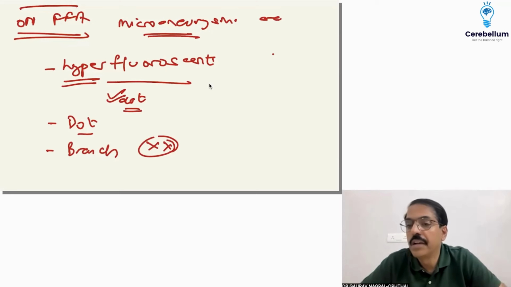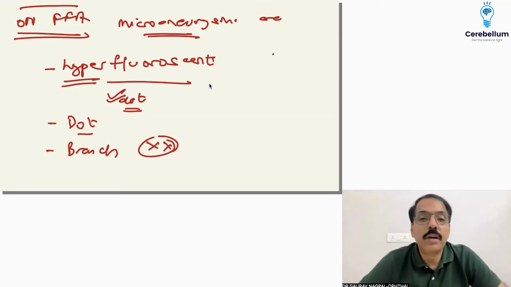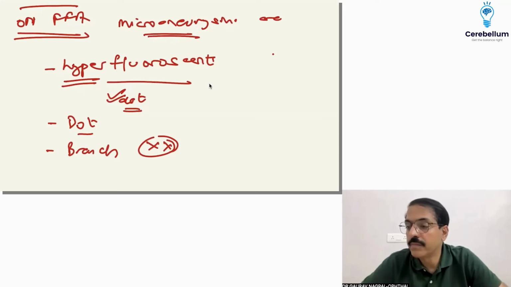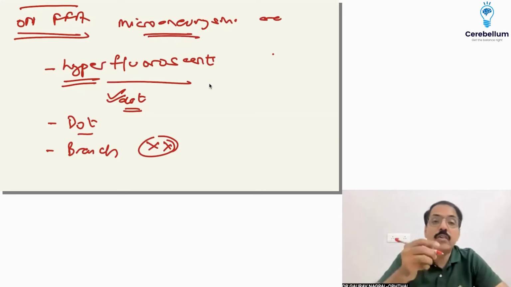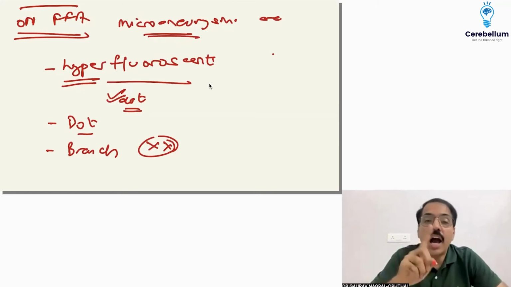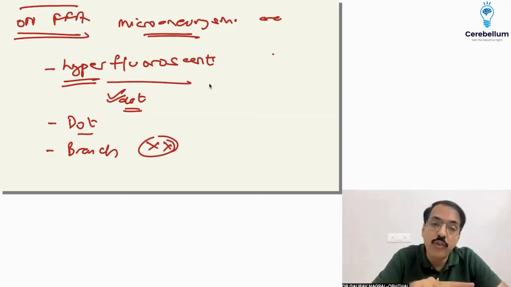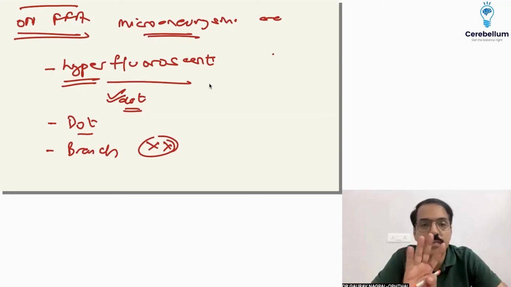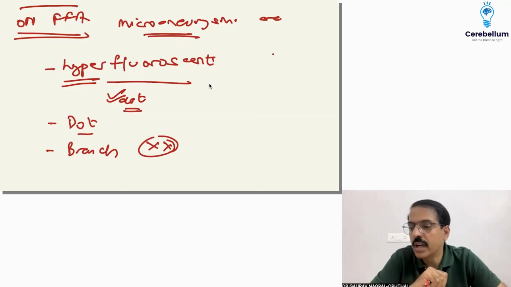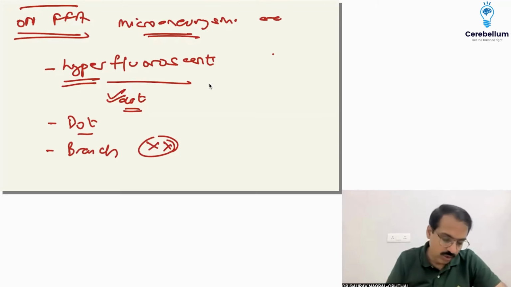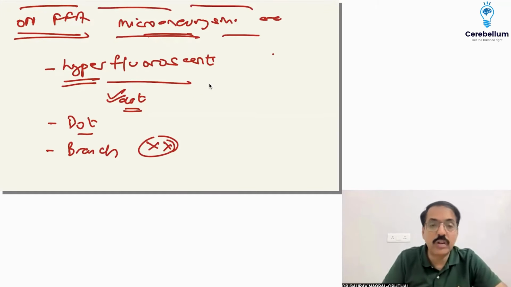Thank you, everyone. Thank you for telling me so many more questions. We will definitely come out with better options and the complete questions in a week's time. I believe the options were hyperfluorescence dot, hyperfluorescence branching, hypofluorescence dot, and hypofluorescence branching. I hope there were these four options. So these were the questions, and I hope you were able to answer.